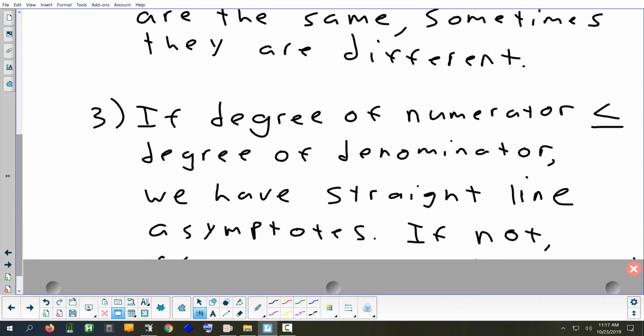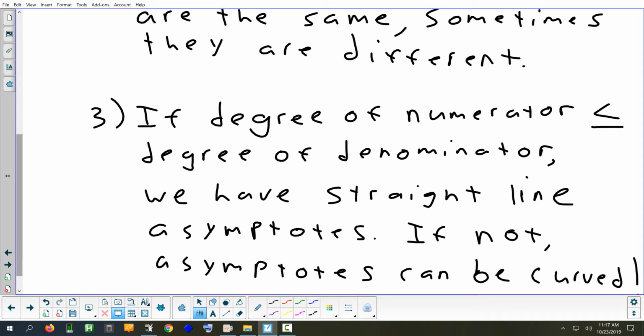Now, if the degree in the numerator is larger, okay, so we don't have straight line asymptotes, what can happen is they can curve. So if they're not straight, they can curve. There's still one case that they can be straight, but they could be on a slant. Okay, we'll look at one of those. So we're probably going to look at a slant, and we're going to look at a curve. We'll do one of each. So they can be curved, but they won't always be.